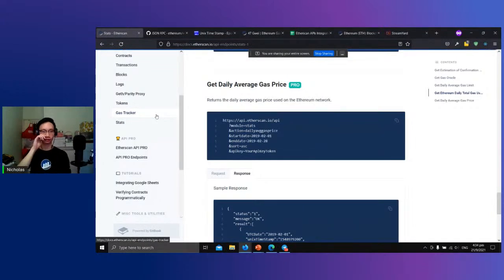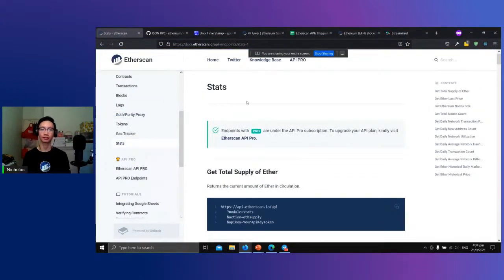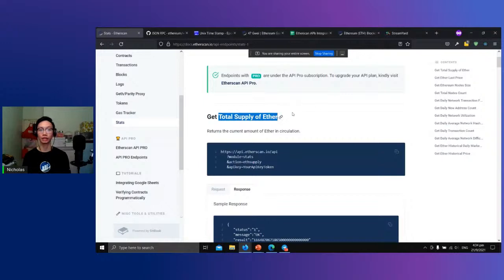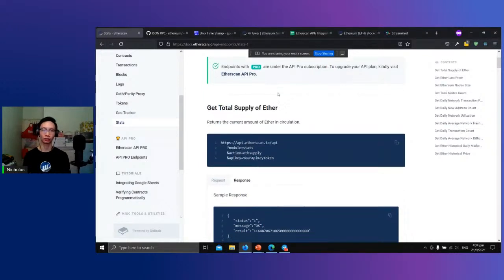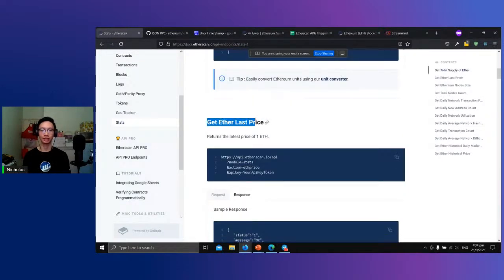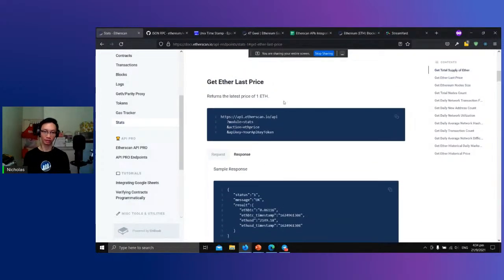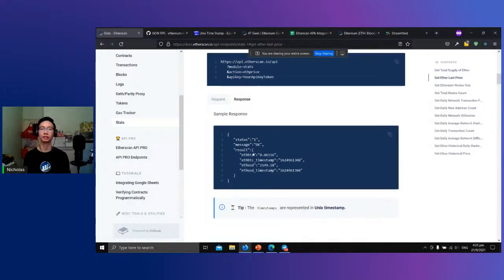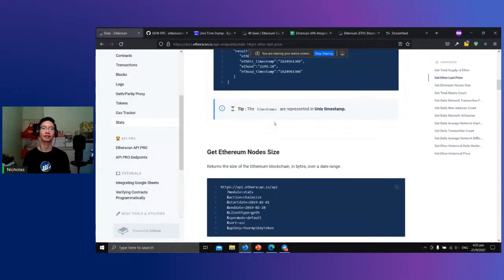Finally, on stats, let's move over. Okay, stats. You can get the total supply of Ether, something that you might be interested in now that we're burning Ether on a daily basis. And get the Ether last price, of course. So you can get how much one Ether costs in Bitcoin and in USD terms. Yeah, we only support those two at the moment.